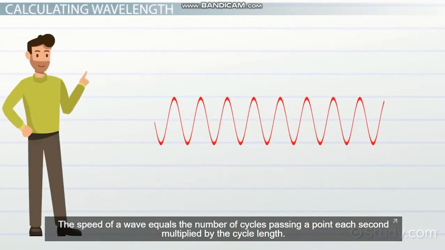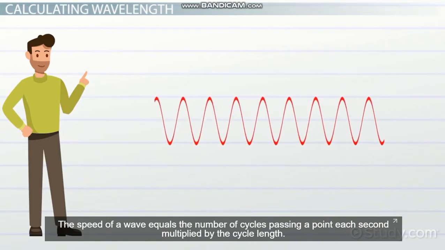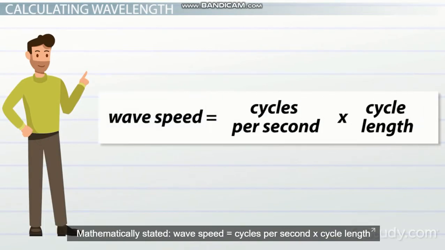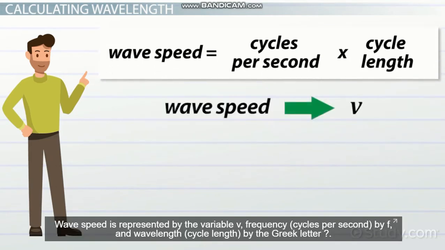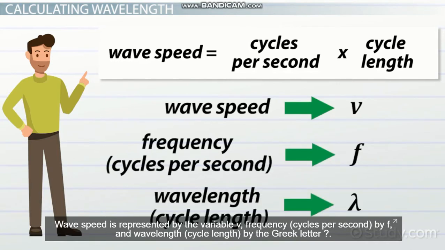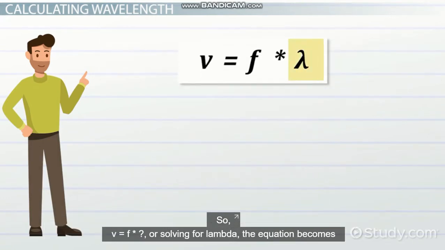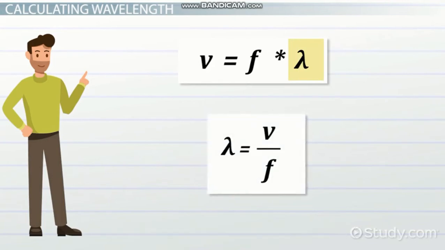The speed of a wave equals the number of cycles passing a point each second multiplied by the cycle length. Mathematically stated, wave speed equals cycles per second times cycle length. Wave speed is represented by the variable v, frequency, cycles per second, by f, and wavelength, cycle length, by the Greek letter lambda. So, v equals f times lambda, or, solving for lambda, the equation becomes lambda equals v over f.